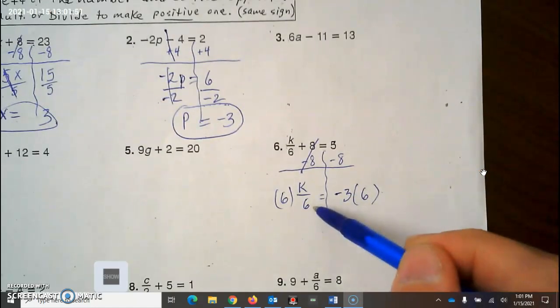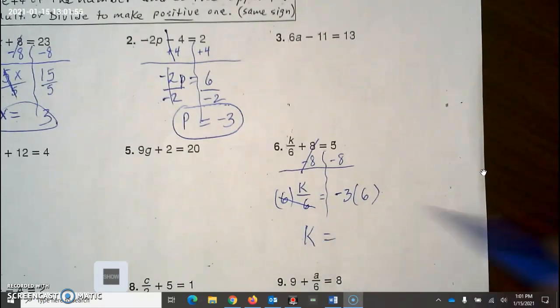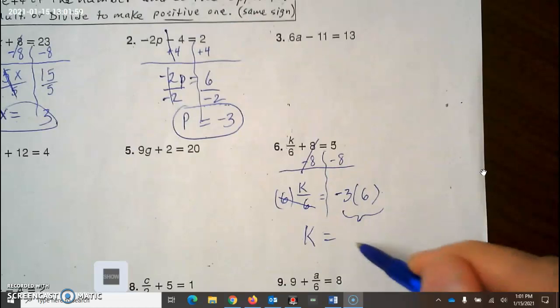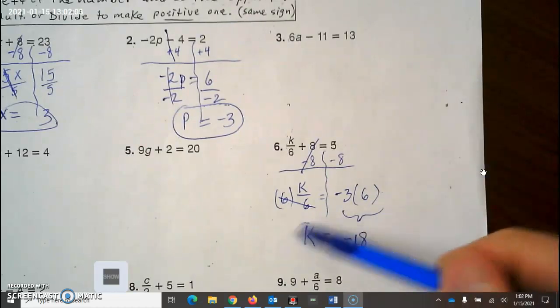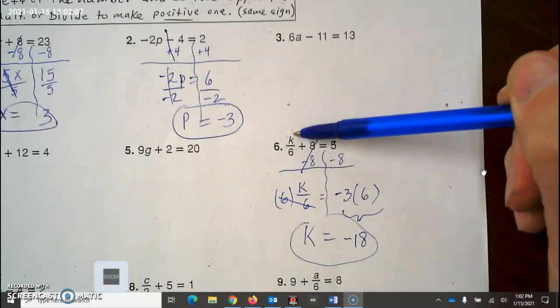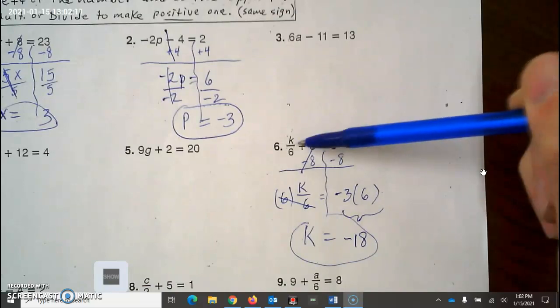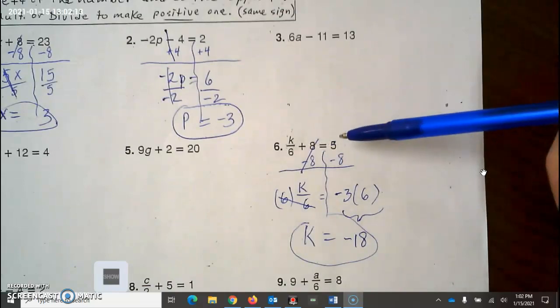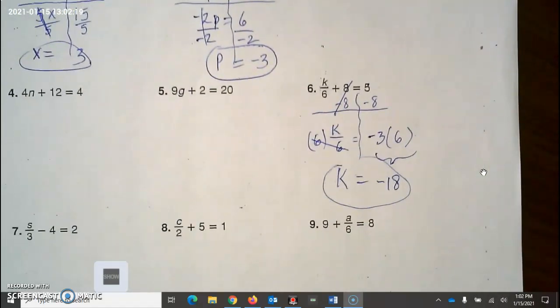So on the left, they cancel out. K is all by itself. And on the right, I get my answer. Negative 3 times 6 is negative 18. And I could check this one also. I put negative 18 right here. Negative 18 divided by 6 is negative 3. Negative 3 plus 8 is 5. I almost said negative 5, but it's 5.